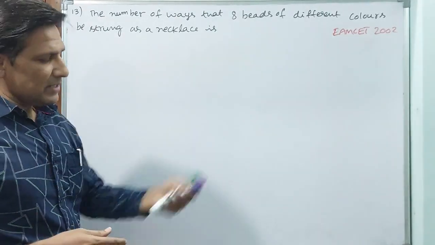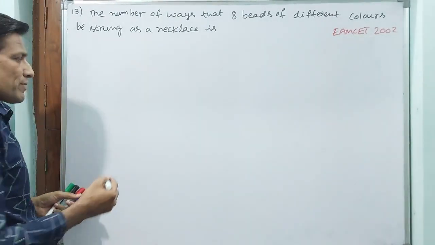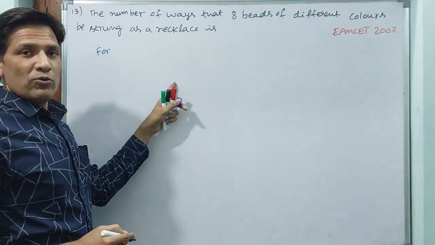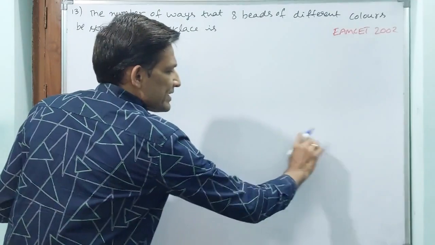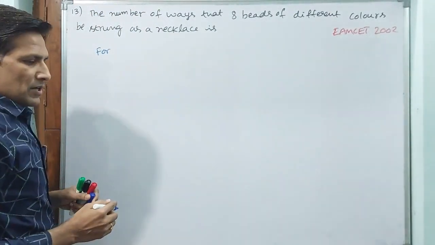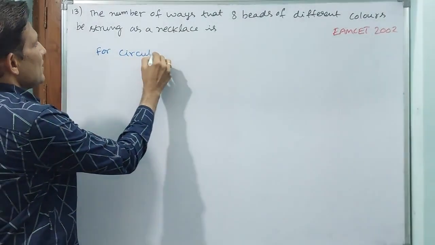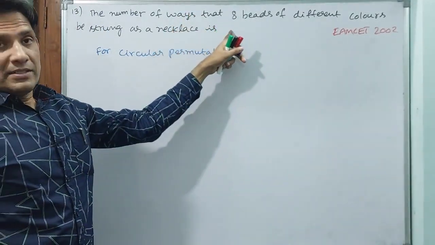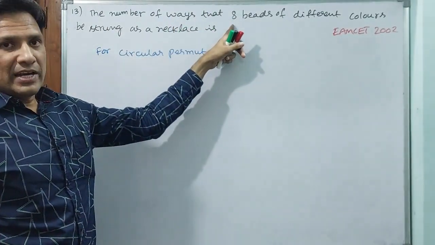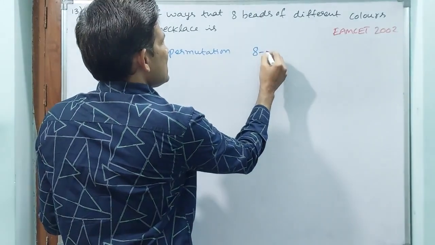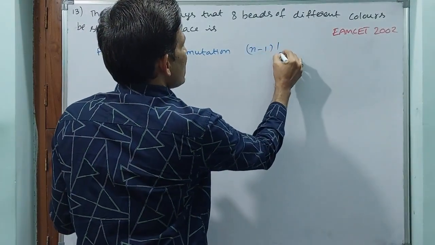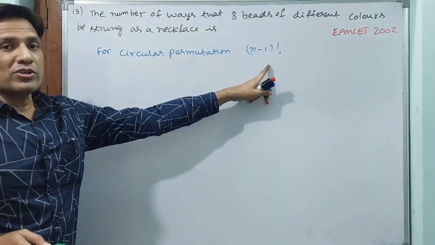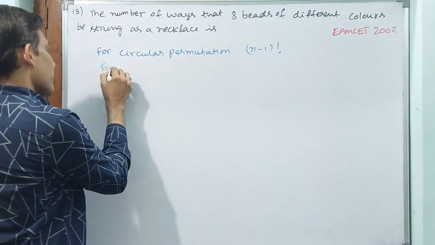Simplest thing I am writing. First of all, observe carefully. This is circular permutation. First time I think we are doing circular permutation. Until now we have done linear permutation only. For circular permutation, with n items, the number of arrangements is n minus 1 factorial.